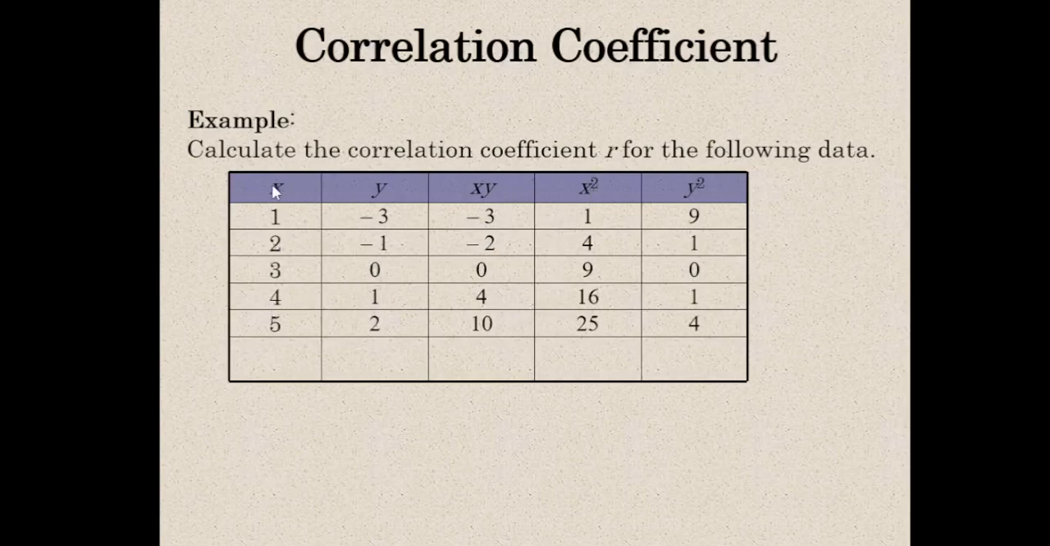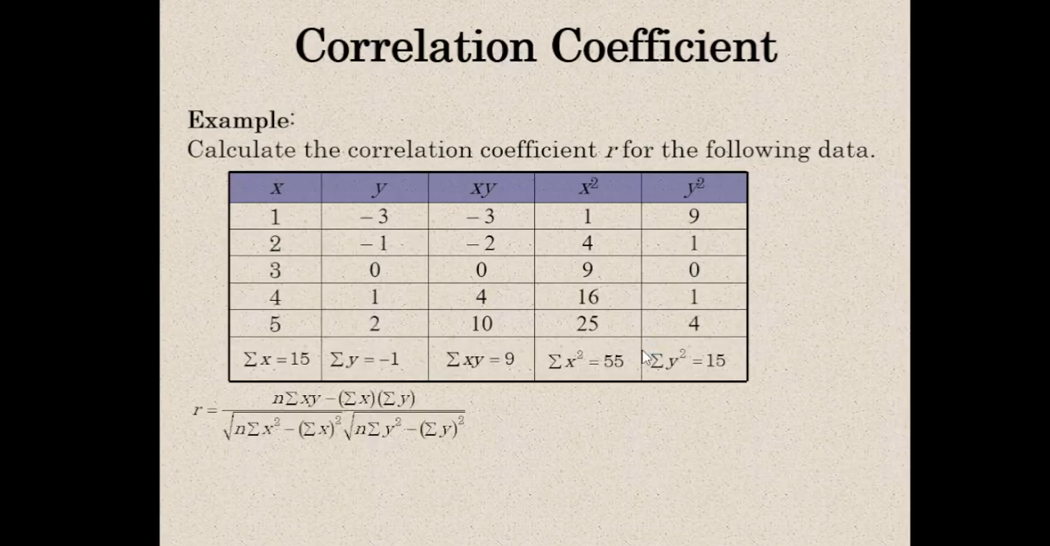For x square, you do the squaring of x values. So 1 square is 1, 2 square is 4, 3 square is 9. In the end, in the blank row of this column, we are going to do the summation. Find out the sum. Now, finally, after finding all the summation values, you apply the formula of the correlation coefficient, and calculate the correlation coefficient.